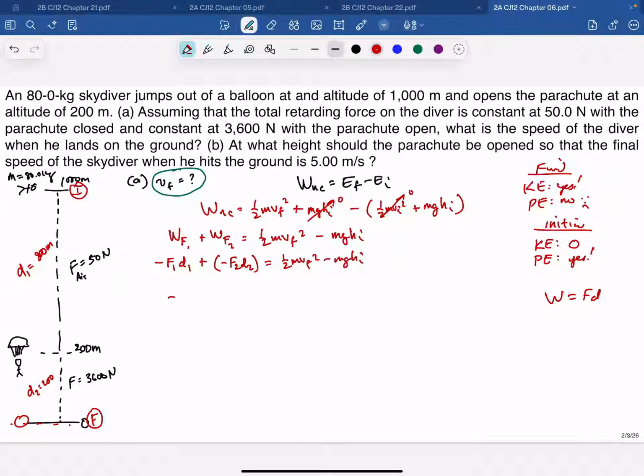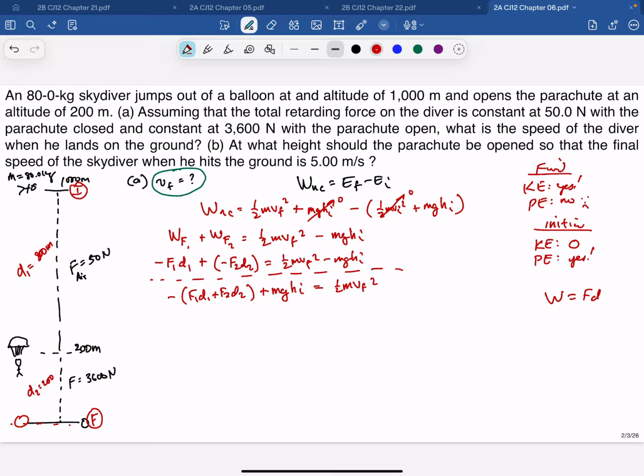This is going to be minus F1D1 plus F2D2. Doing fancy math over there. I factored the minus sign out, right? And then I'm going to add MGH initial. What am I doing right now? Math. Everything after the dotted line is maths. I moved the MGH initial over to the other side, and I also factored a minus sign out of my work terms.